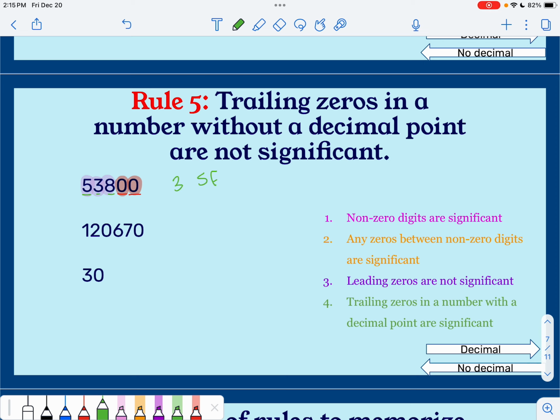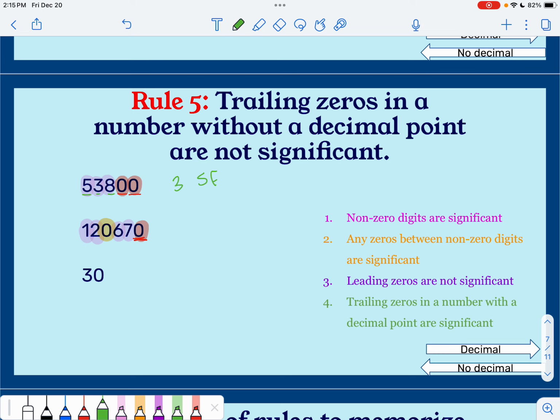Let's do the next example. The 1, the 2, the 6, and the 7 are significant because of Rule 1. But these zeros, we have to figure out what to do. This 0 is a sandwich 0, so that is significant. And the last 0 is a trailing 0 in a number with no decimal point. So that means it is not significant. This one is not significant.